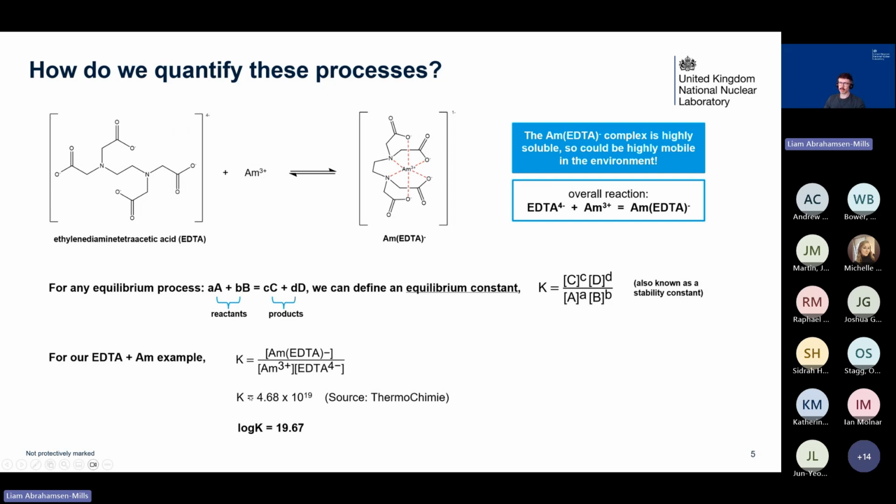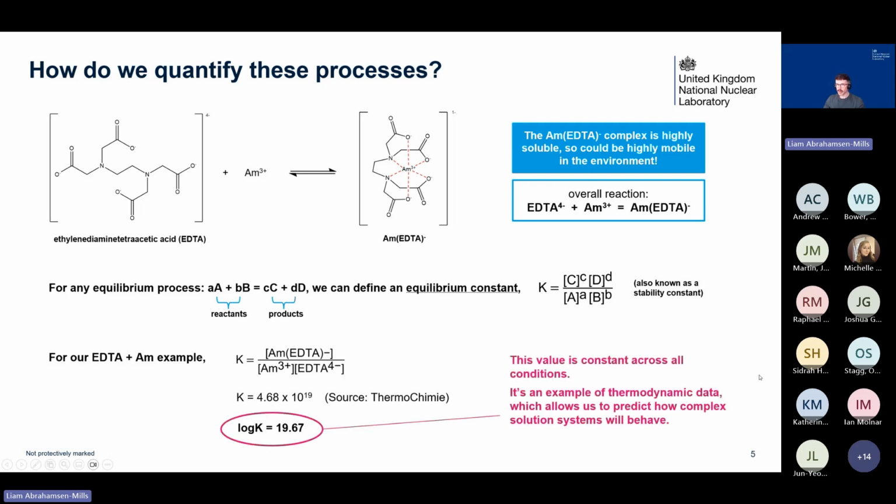Because these equilibrium constants vary hugely by tens of orders of magnitude, it's generally easier to give them in a logarithmic form. So here we can express that as a log K of 19.67. And according to our theory of chemical equilibrium, this value is constant across all conditions. And it's an example of thermodynamic data that we can use to predict complex mixtures and complex systems over time.